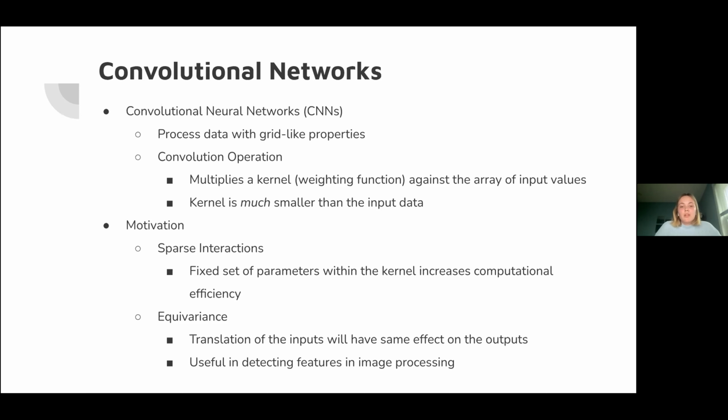Another useful property of CNNs is equivariance, meaning that if the input data changes, the output will change in the same way. So in the context of image processing, this is useful when attempting to detect edges or certain features of an image, which may appear in a similar form throughout the image. Because of parameter sharing, the translation of the location of the feature within the image will not prevent the network from identifying that feature.